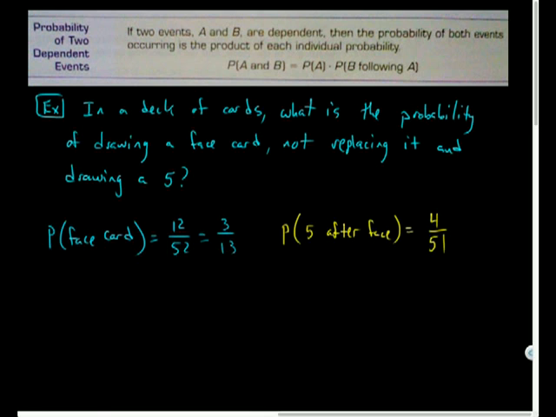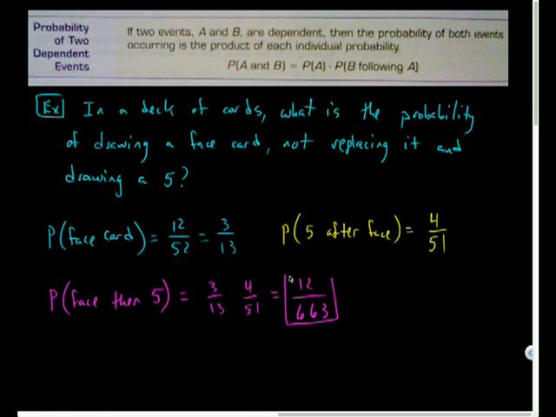Alright, so to find the probability of both events occurring, I could say face, then 5, I guess, is the way I could describe it. I will multiply these probabilities. So 3/13 times 4/51, and I do not believe this will reduce. 12 over, and let's see, 13 times 51 is 663. And there is my probability.